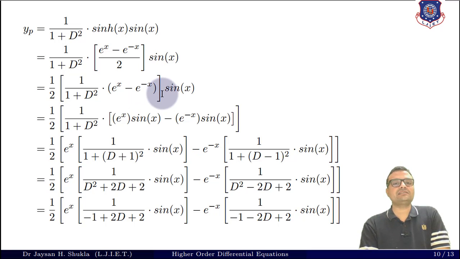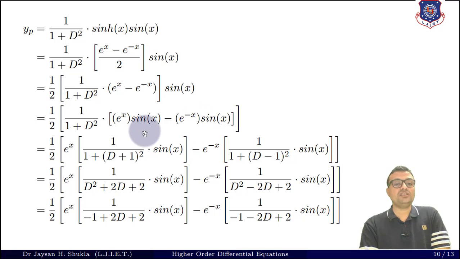Now taking this sin x along with e raised to x and e raised to minus x, it gives me e raised to x into sin x minus e raised to minus x into sin x. Now, at this time, I am taking 1 upon d square separately on this first part and second part. So it gives me 1 upon d square into e raised to x sin x minus 1 upon d square into e raised to minus x into sin x. So that means I have two separate examples of combination.